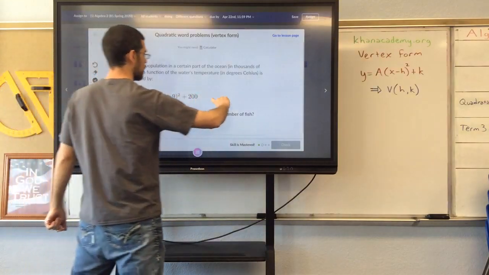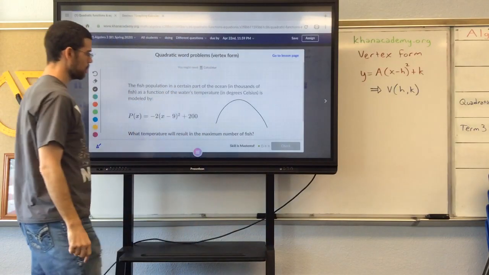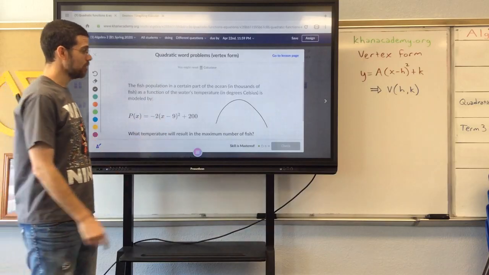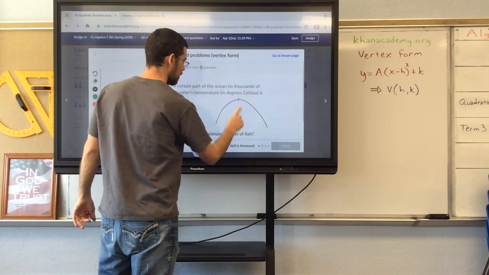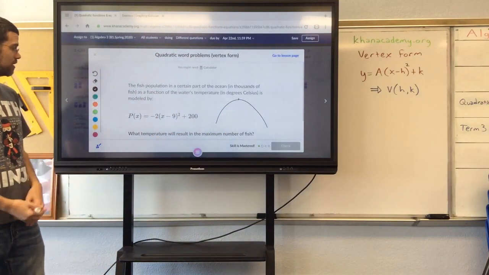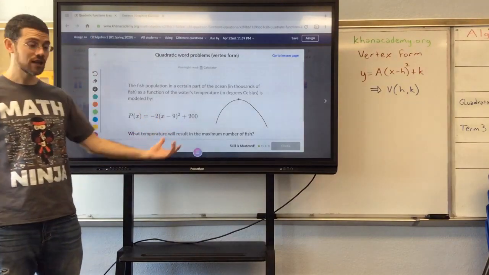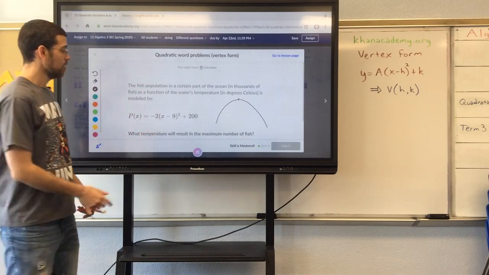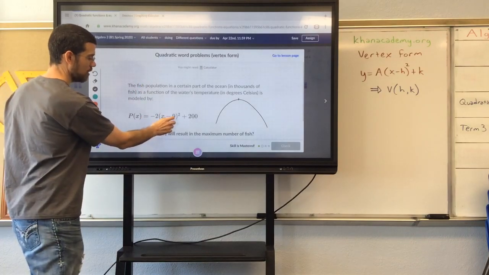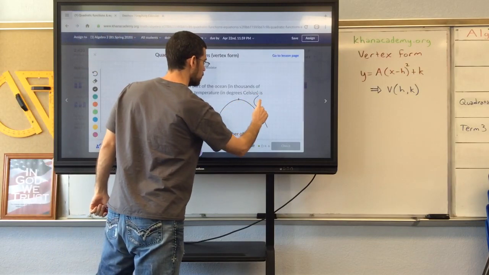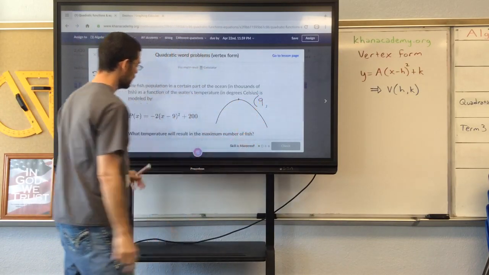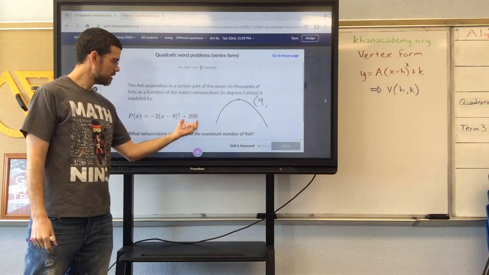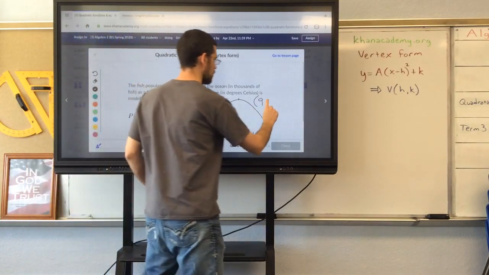So the graph is going to look like this, which means it has a maximum value. At some point, we get as high as we can be. That point is the vertex of the equation, and this equation is written in vertex form, which means the coordinates of the vertex are sitting right there. It's the opposite of -9, which is 9. That's our x coordinate. And then the y coordinate is this constant, positive 200.